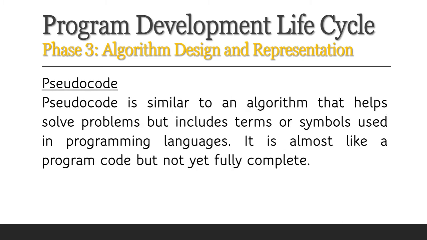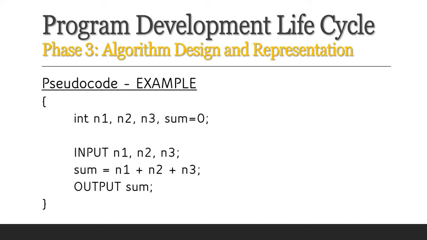On the other hand, pseudocode is also similar to an algorithm, though the difference is that you can now use terms or symbols that we use in programming languages. As you could see, we have here open and close curly braces. We make use of the variable declaration. We have int as our data type. We make use of the semicolon. The steps are similar to the algorithm. It's just that we do not use purely human language in pseudocode.